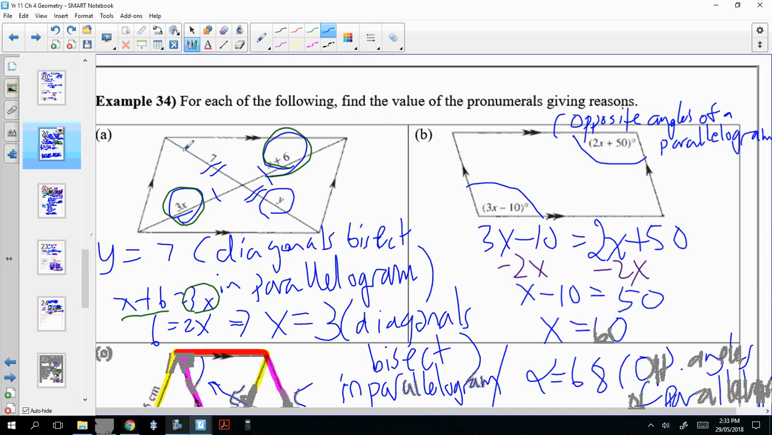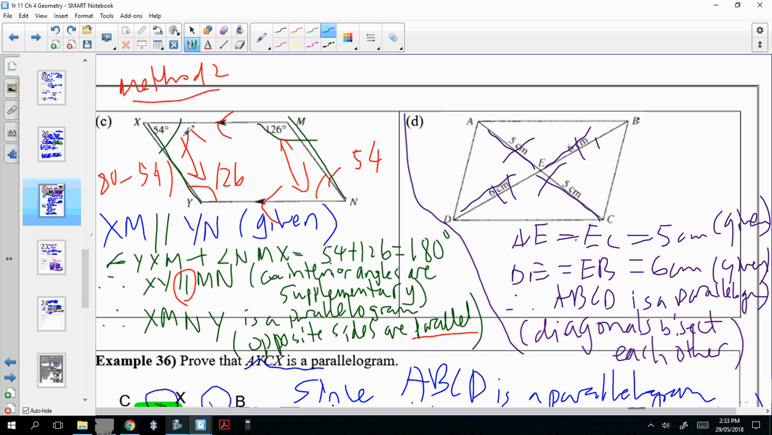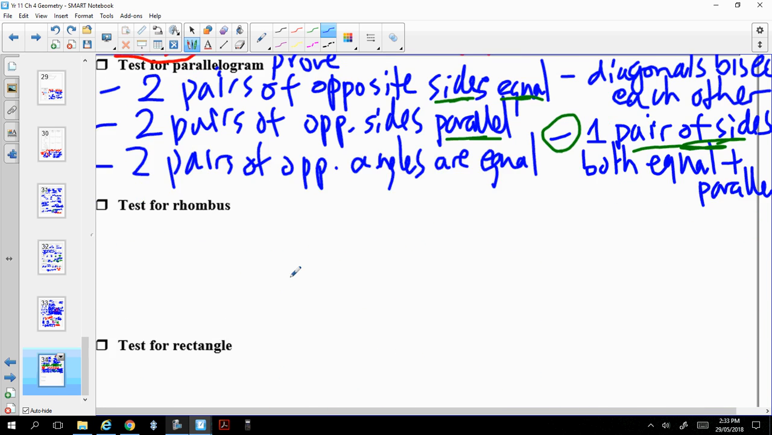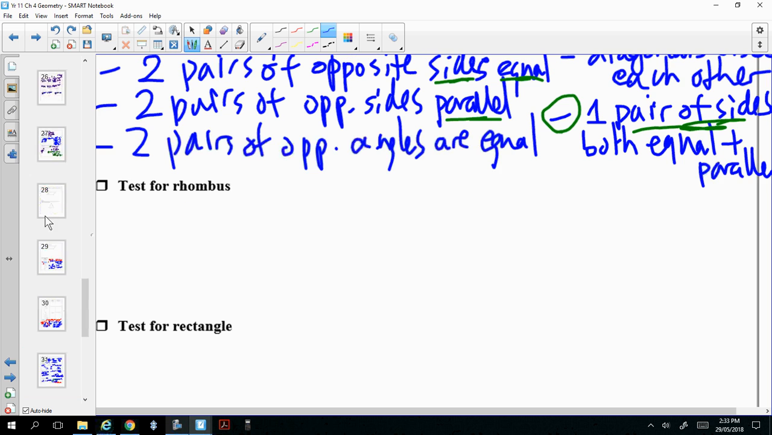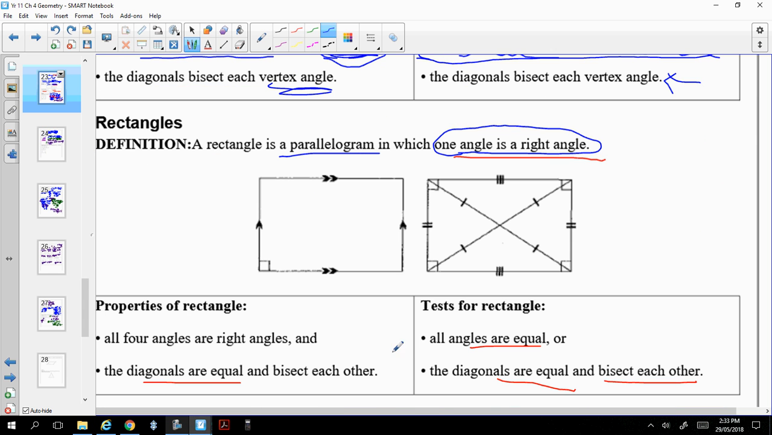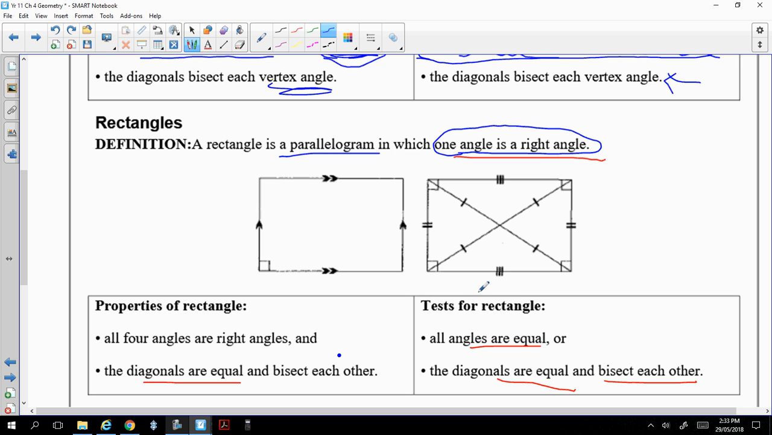All right, let's move on to one more. So now we have tests for parallelogram. There's also tests for rhombus. You can go back to this page, or check the table of contents, that will tell you the page. If you go to page 23, you'll find the test for rhombus. Let's write them down on the last page.